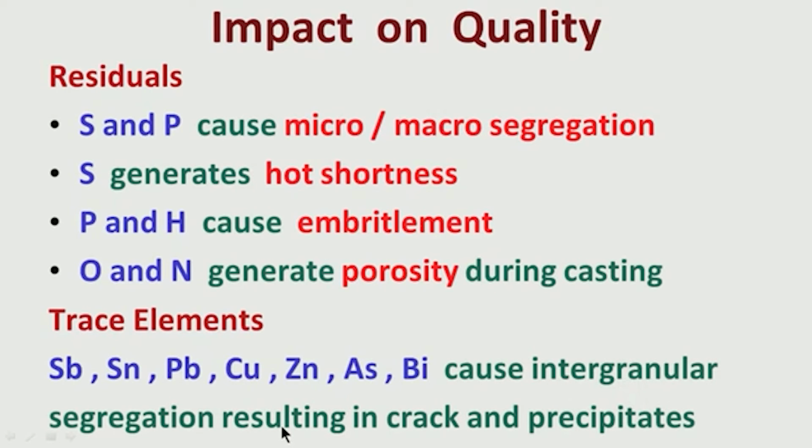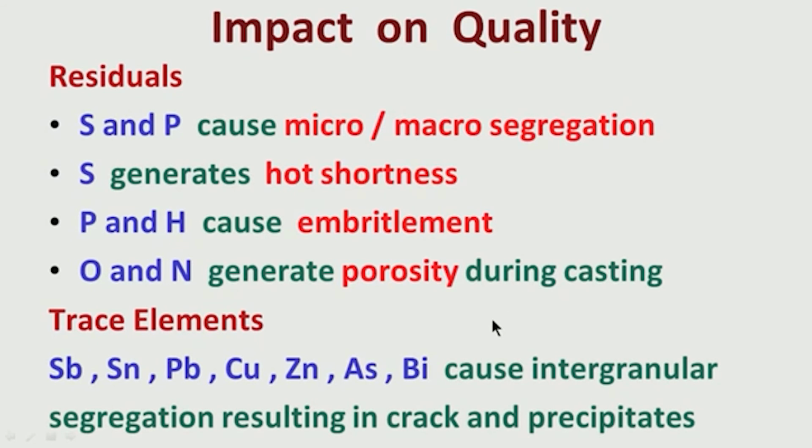intergranular segregation. These result in cracks and precipitates, because why? All these elements, if they are present in a large amount at the grain boundaries, might cause cracks, and might cause precipitates which are undesirable. Precipitates are rich in these elements like copper or even bismuth or lead. If they are present beyond certain limits, they might cause cracks or some undesirable constituents.